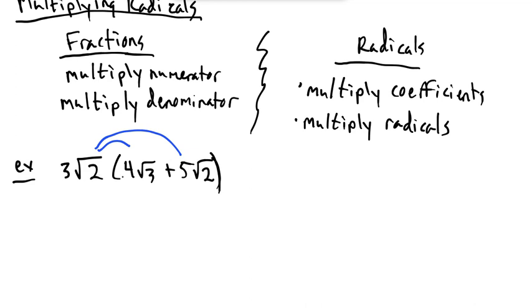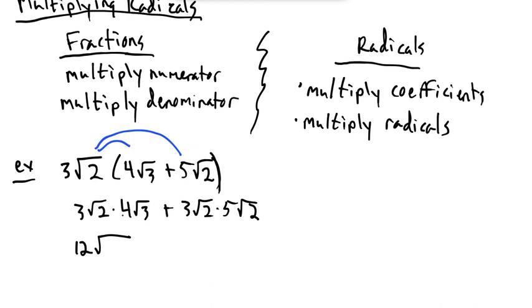So we're going to have 3 square root 2 times 4 square root 3 plus 3 square root 2 times 5 square root 2. And what do we do from here? We multiply the coefficients, and then we multiply the radicals. So 3 times 4 gives us 12. Square root of 2 times 3 is 6. Plus 3 times 5 is 15. Square root of 2 times 2 is 4.